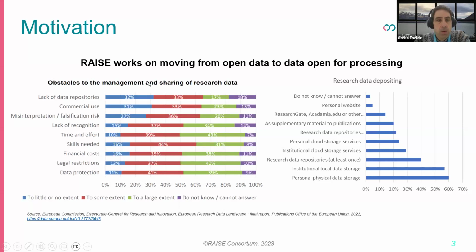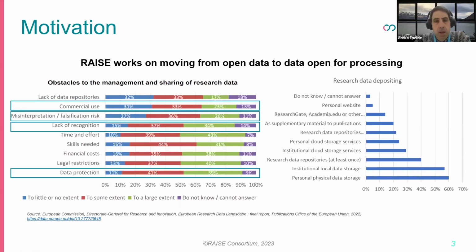which were the obstacles to the management and sharing of research data, and also where usually people deposit their research data. So focusing on 4 elements of this area, which would be the obstacles related to possible commercial use of the shared data, the misinterpretation risk, the lack of recognition of the one that is capturing and preparing the data, and also data protection.